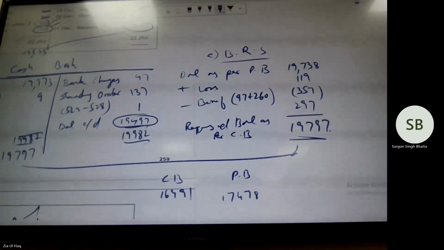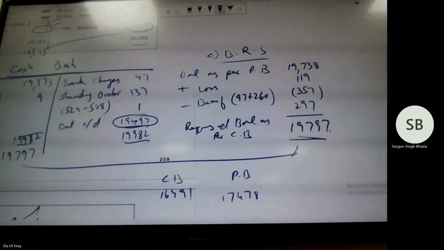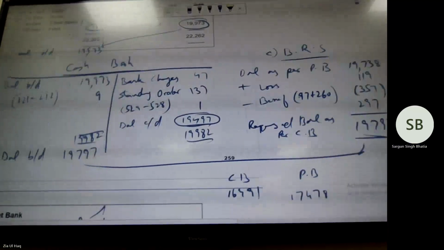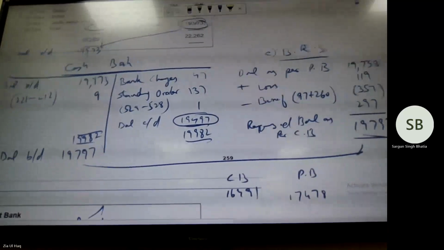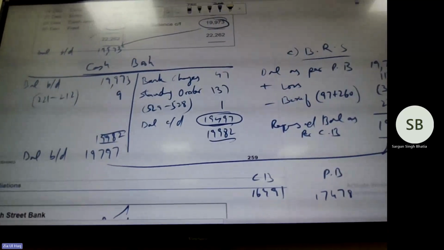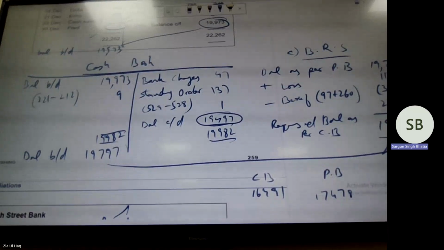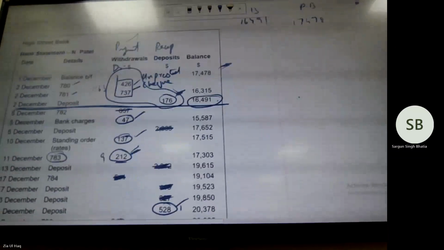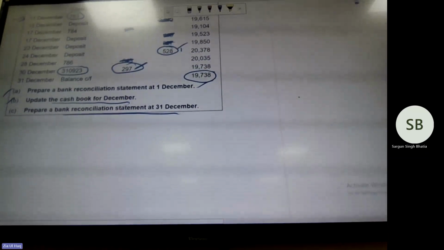19,797. Yes, it's exact. This means we have done this question correctly. This is a bit difficult question. Try to solve it two more times after this class. If you are not understanding, try to cover it again from the recording.